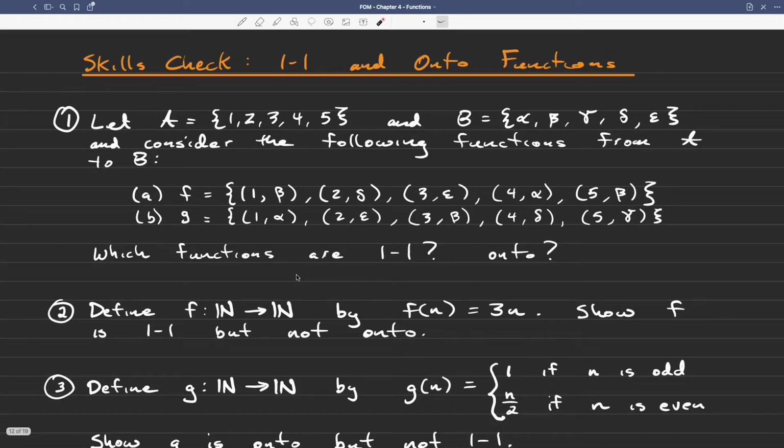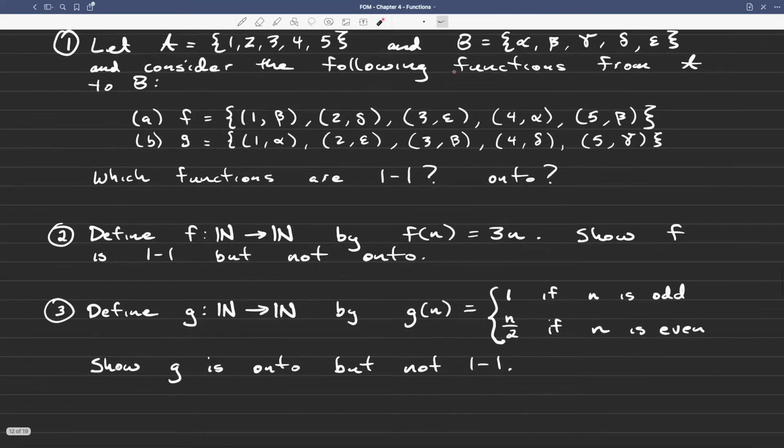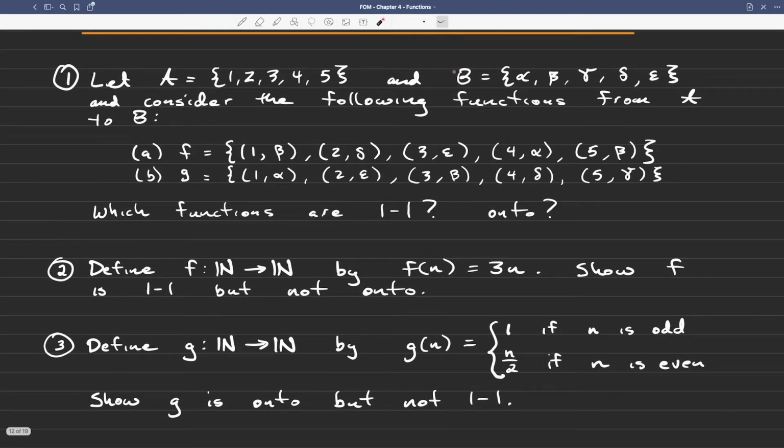Okay, let's do a little skills check here on one-to-one and onto functions. So I have 3 problems for you here. The first one is we have a couple of toy functions from the set A equals {1, 2, 3, 4, 5} to the set B equals {alpha, beta, gamma, delta, epsilon}. And I just want you to examine which of these are one-to-one and which are onto.